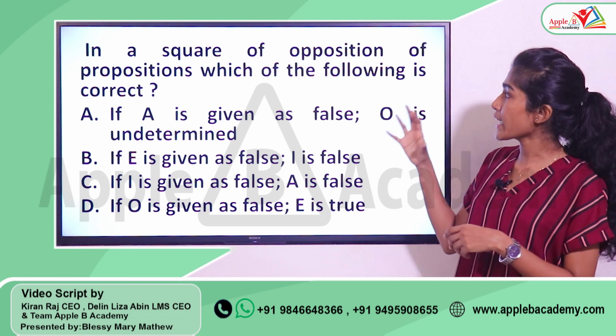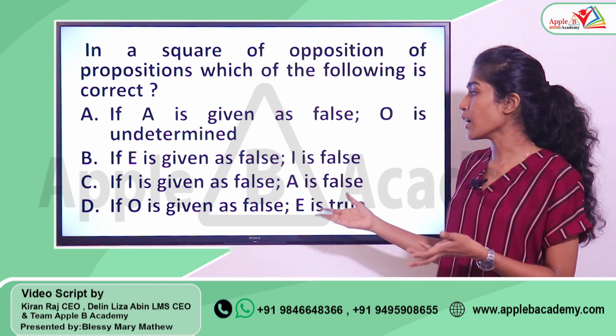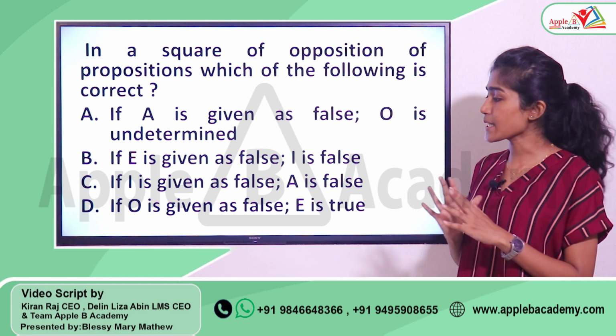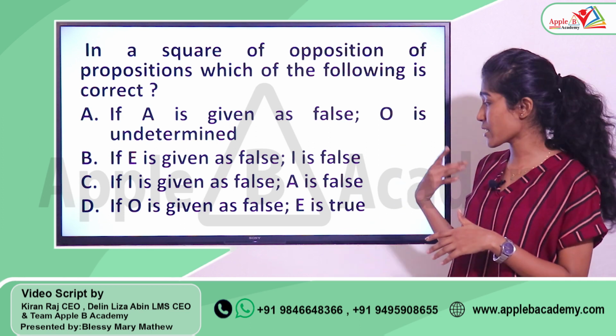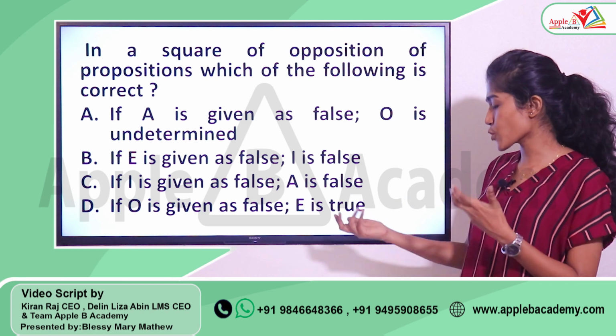So we need to identify the correct combination or the correct option from the given possibilities. So C is of course correct. Anyway, now we got the answer, but let's look at option D also. What's the condition of option D? If O is given as false, E is true.